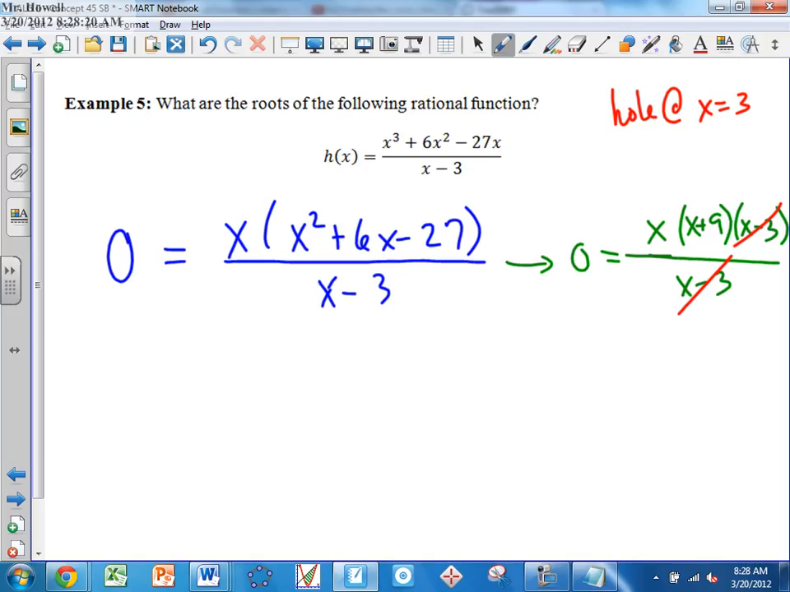What am I left with? So what are my roots, everybody? 9 and 0. Negative 9 and 0. Good. Negative 9 and 0.